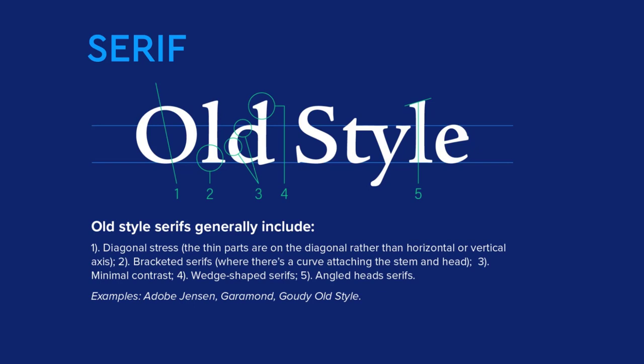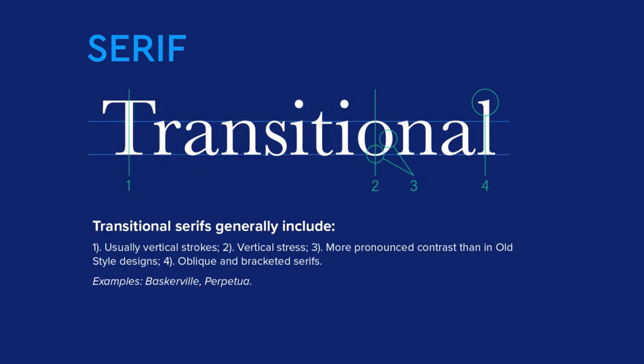These are examples of the fonts. You can look for them, you can Google them to have more information. Then the next subcategory of serif is transitional. As you can find in number one, usually vertical stroke. Number two, there's vertical stress and more pronounced contrast than in old style design. There are oblique and bracketed serifs, as you can see in number four.